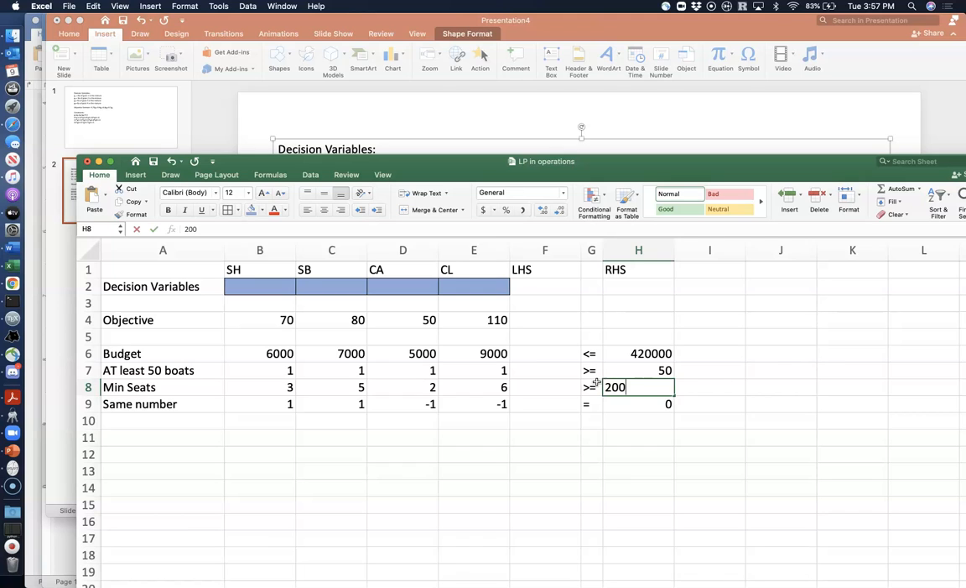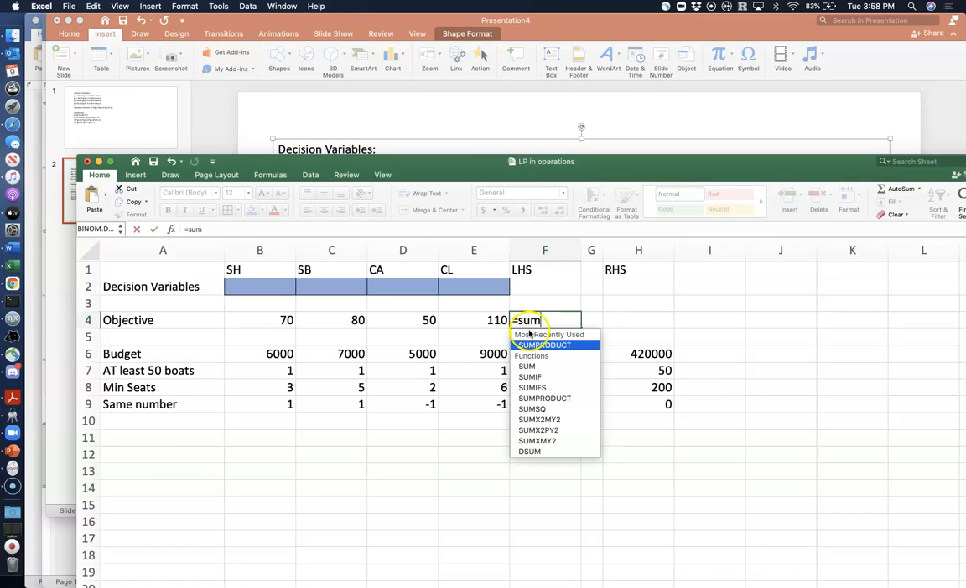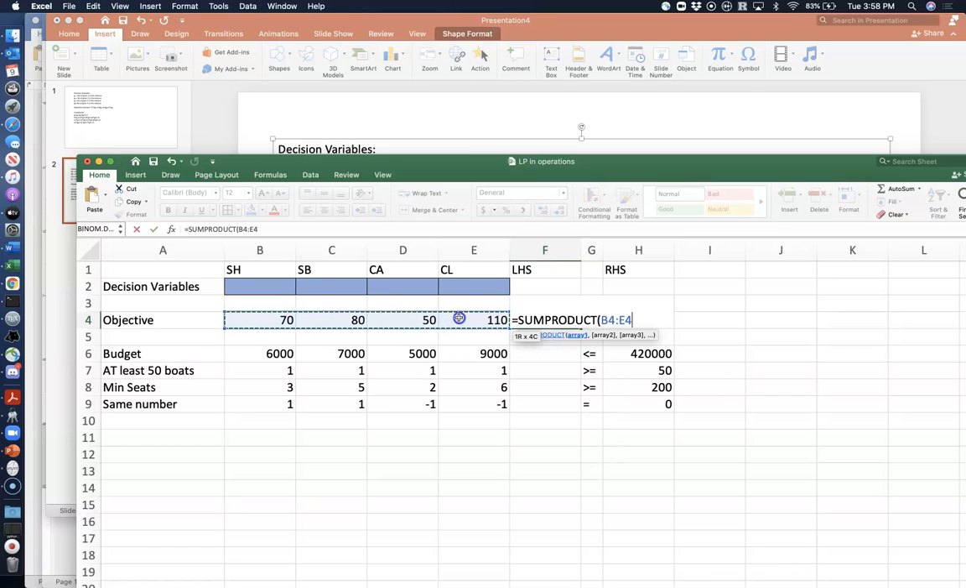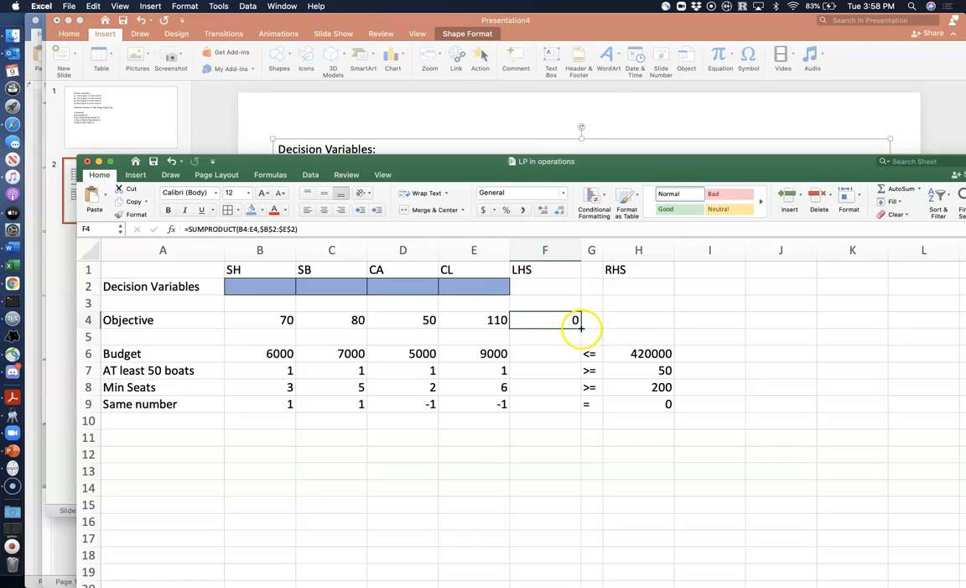See, I like to cluster similar constraints together, so I'm going to write them together. That's the reason why I had to insert a row, right? So these are all my constraints. First, let's write the sum product formula, coefficients, comma, the decision variables, which are absolute references. And there you go. So this is how you input the data.